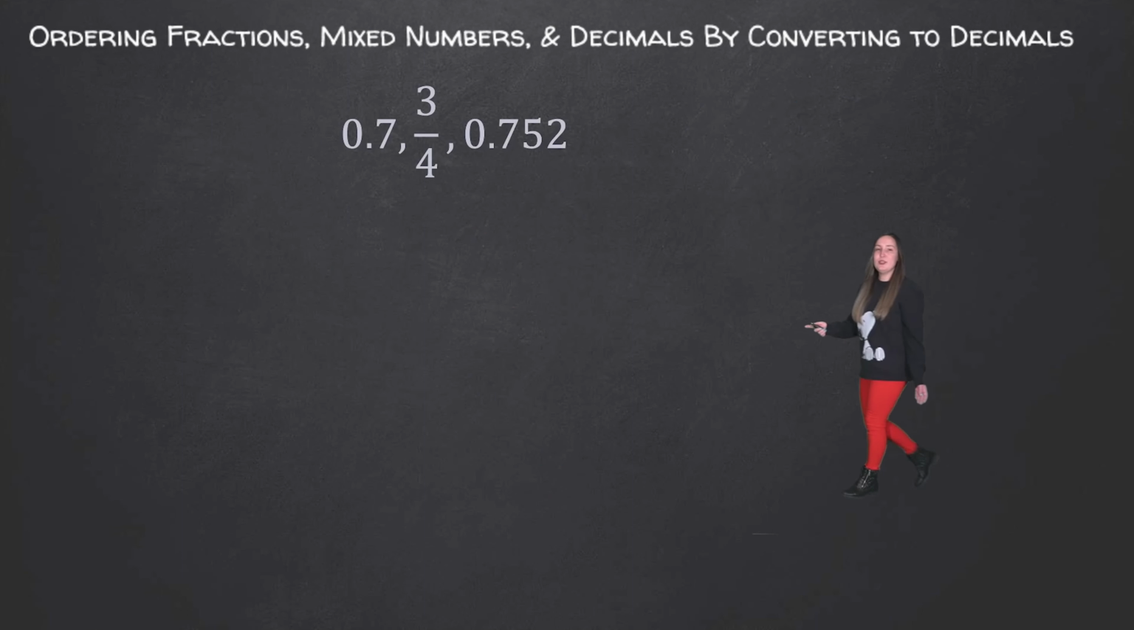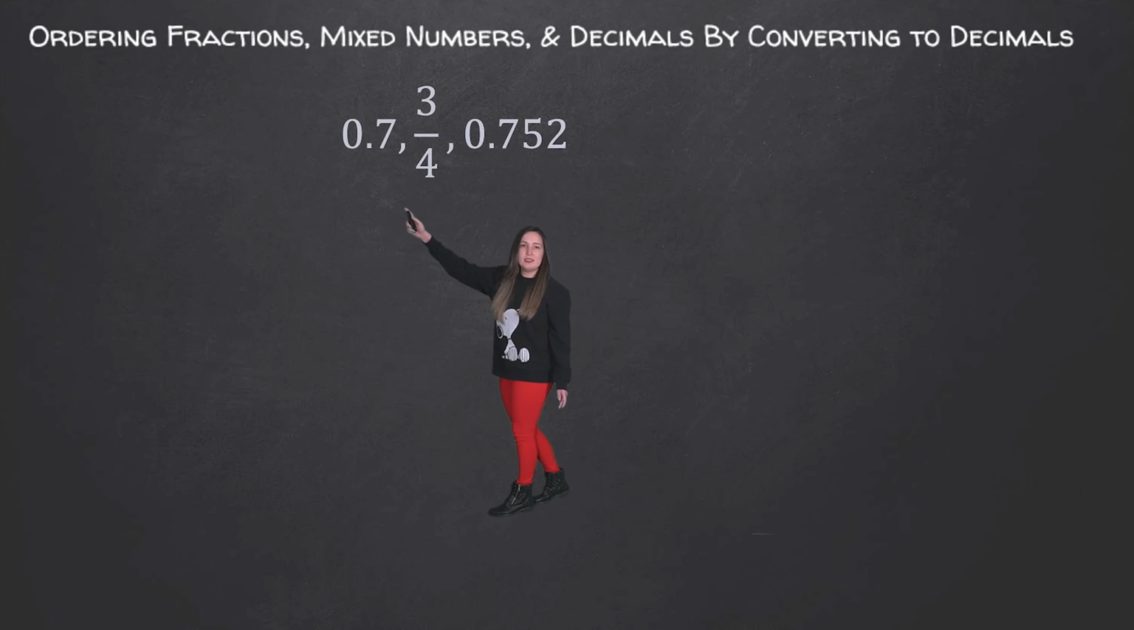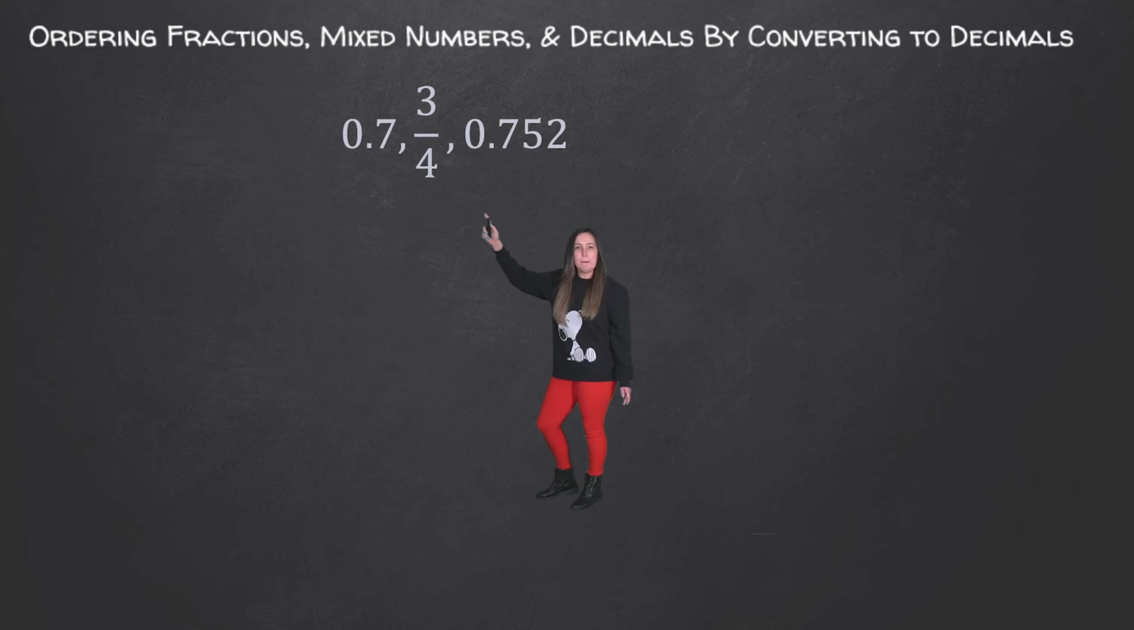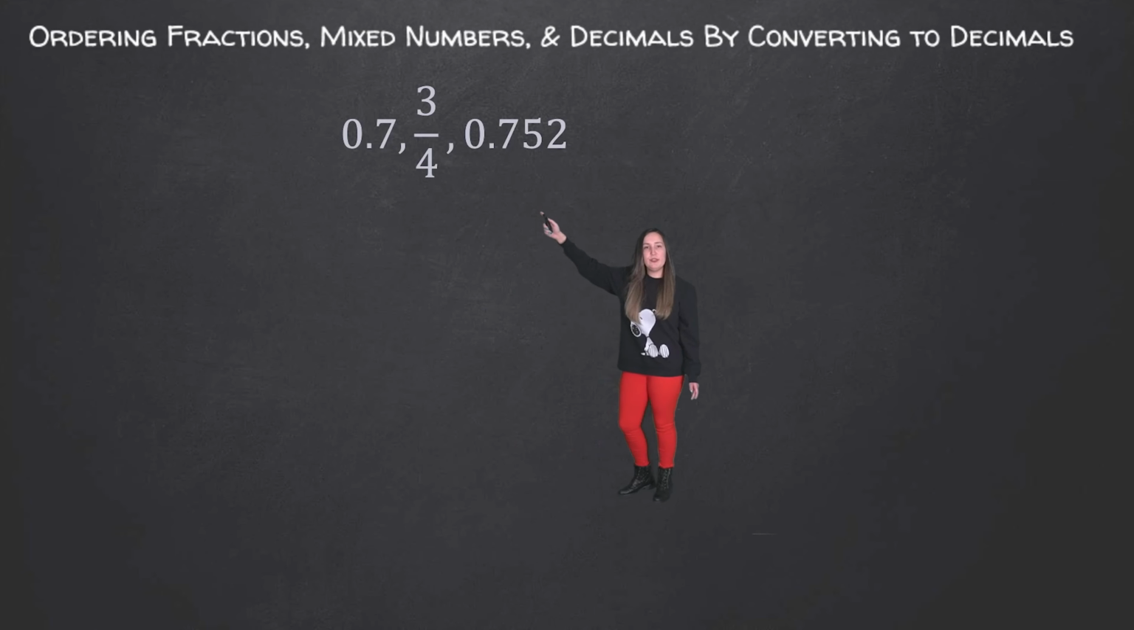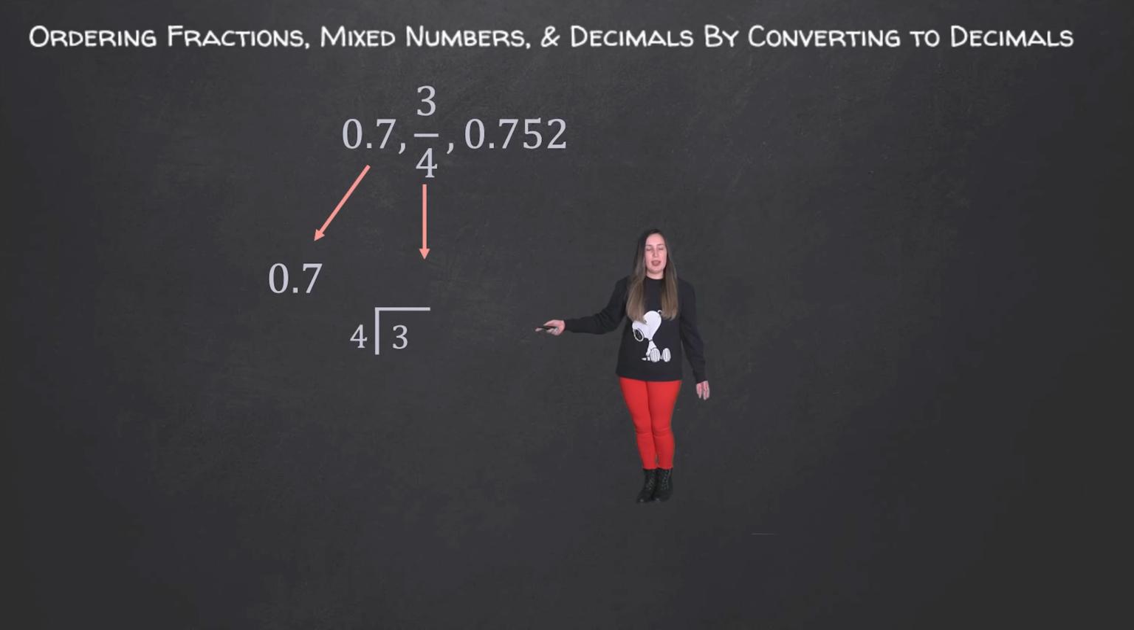So let's do another example. We have 7/10, we have 3/4, and we have 752 thousandths. Now, 7/10 is already written as a decimal, so we're going to leave it as is, but 3/4 is not. So in order to make this fraction into a decimal, we have to divide the numerator, which is 3, by the denominator.